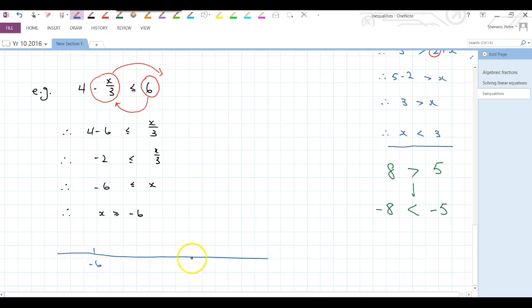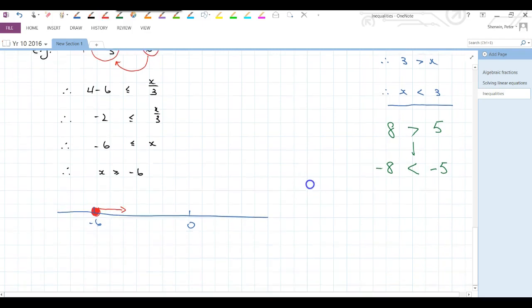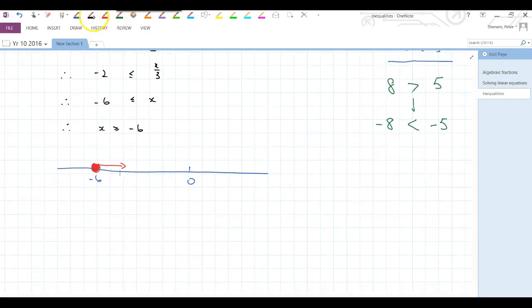minus 6 is here. I always like to put 0 down, gives us a reference point. Greater than or equal to, colour in, because it's also including, and greater than is that way. Okay, one more example. We're up to 11 minutes, so I've waffled on too long as usual.